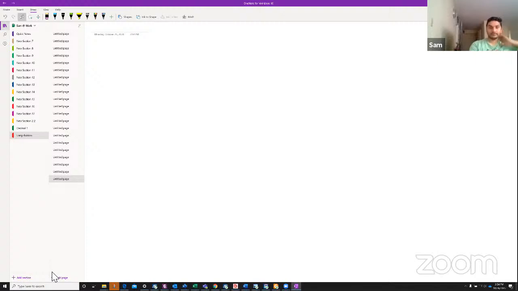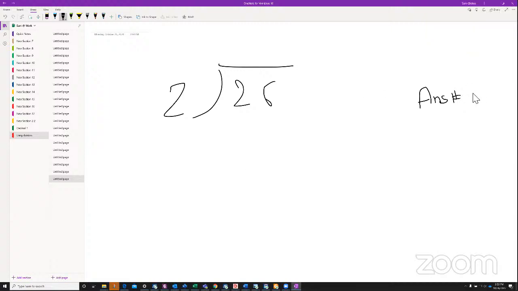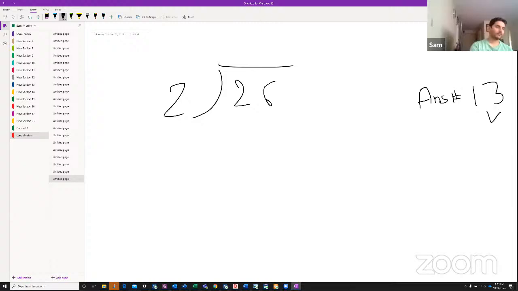Let's move to the new one. We have 26. We're going to divide 26 by 2. This is pretty simple. Okay. Divide 26 by 2. What would be the answer? 13. 13, okay. Let's check if the 13 is the right answer.